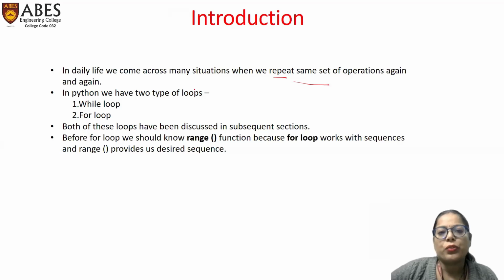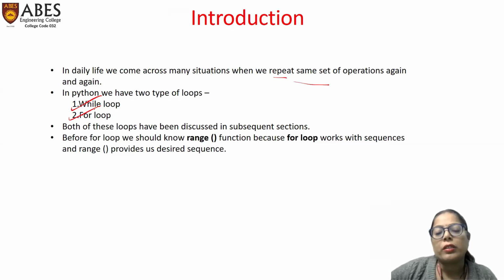Such situations in Python or any programming language are handled with two types of loop. First is your while loop, and second is your for loop. These are the loops which will help you handle such problem statements where we are repeating the same thing again and again.